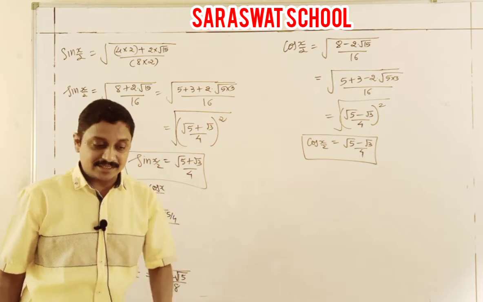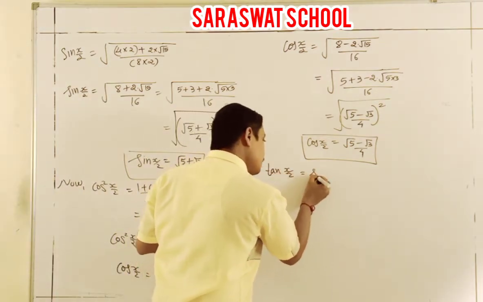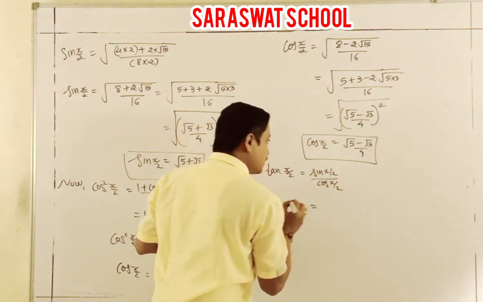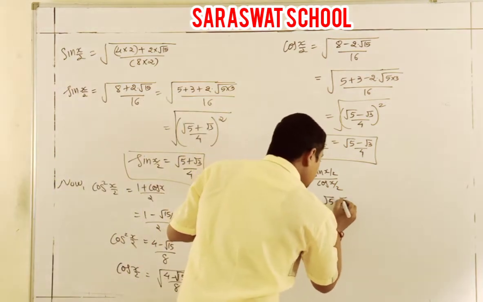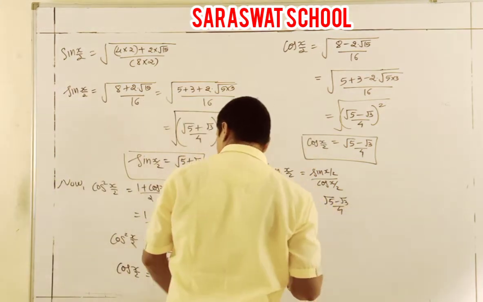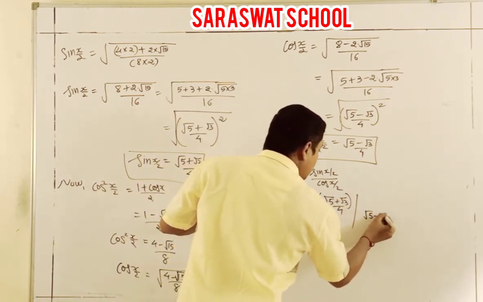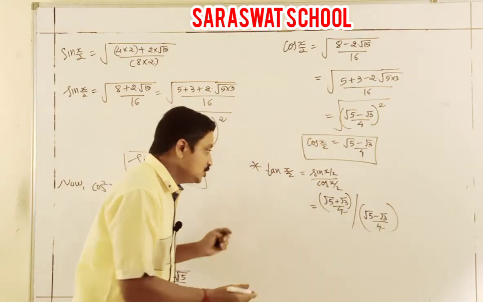And now the third answer. What is the third? Tan x by 2, which is sin x by 2 below cos x by 2. Only putting down values. Root 5 plus root 3 by 4, sorry, this is sin, here plus. And that is root 5 minus root 3 by 4. And 4 happily cancels.